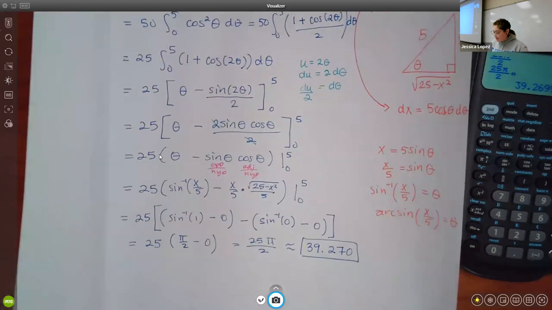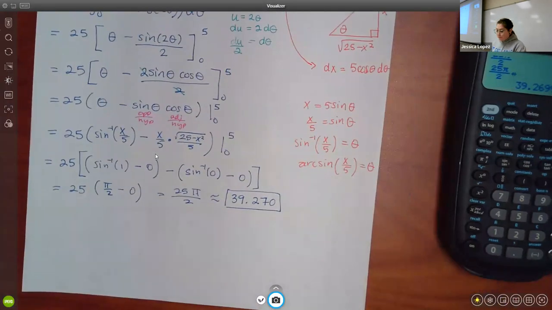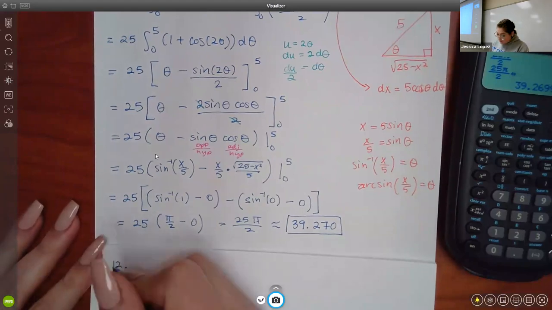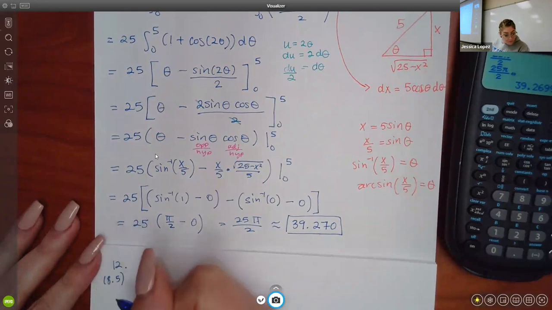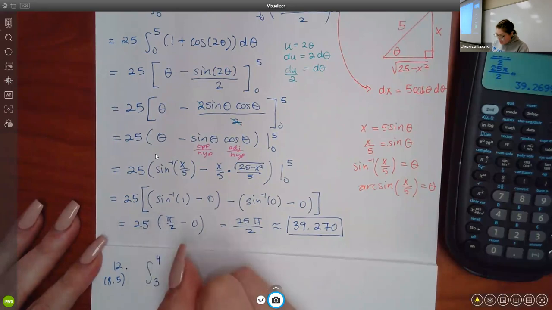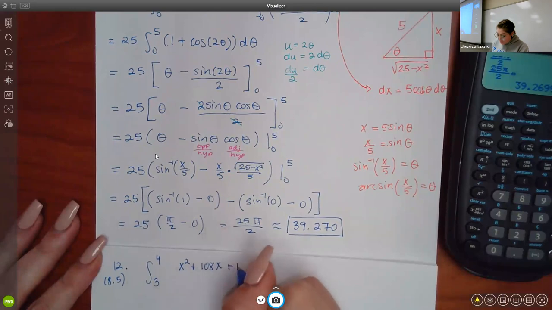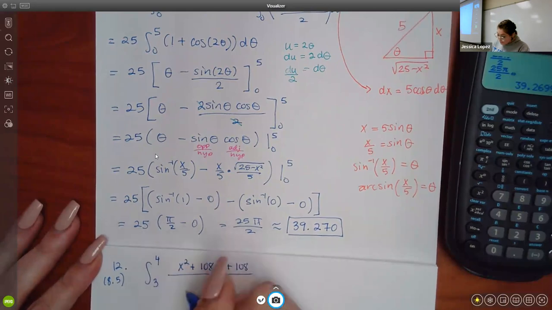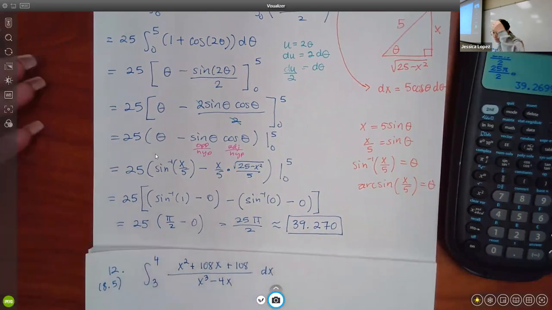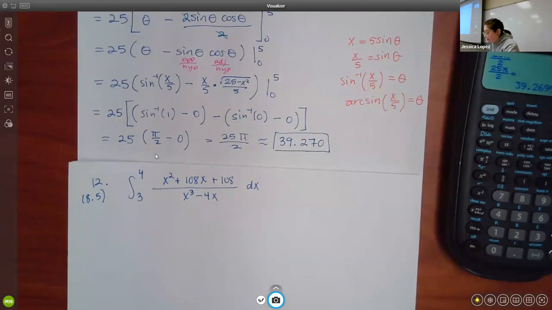So let's see here. Number 12. And I think this section is 8.5, the decomp. So it's 3 to 4. And then we have 108x plus 108 over x cubed minus 4x. So this is the problem for number 12.